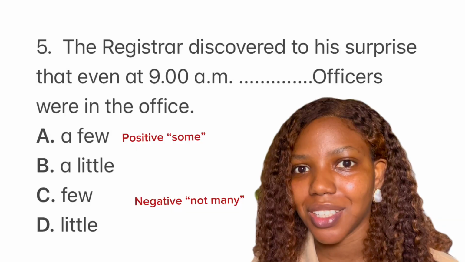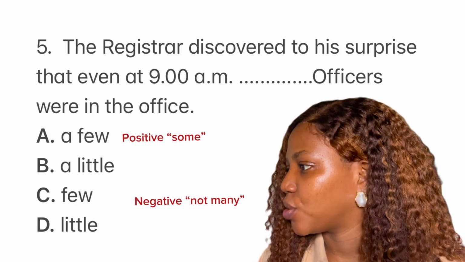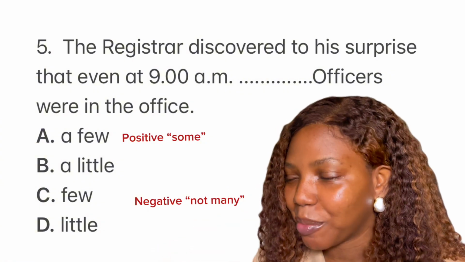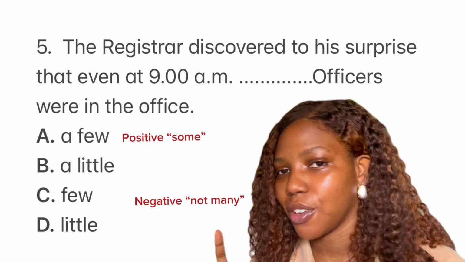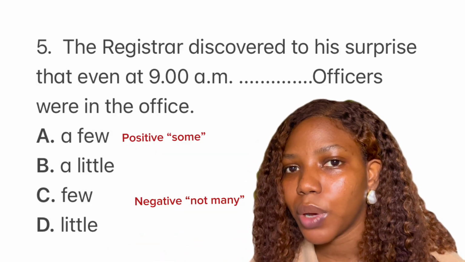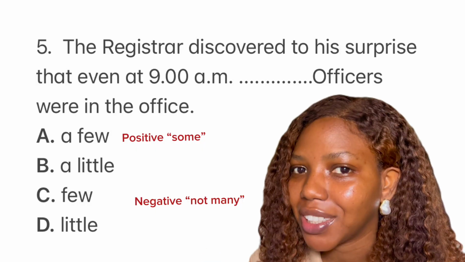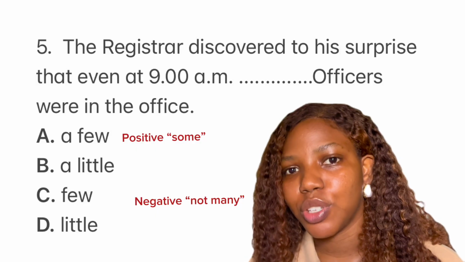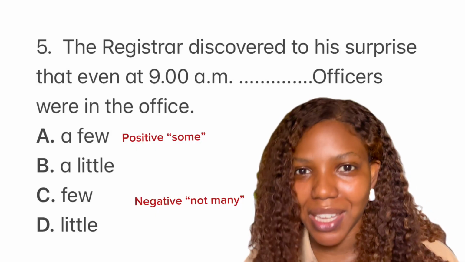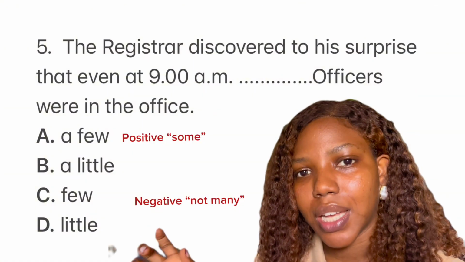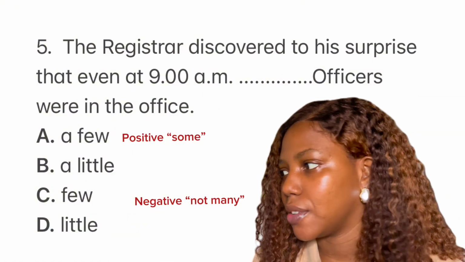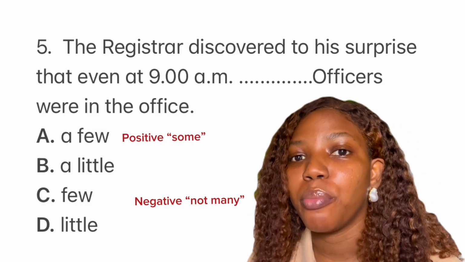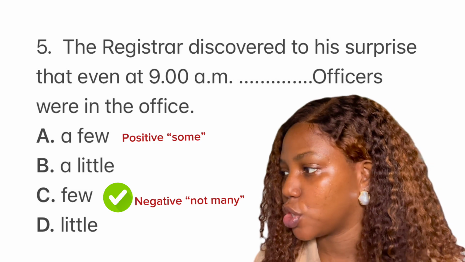Yeah, so this is where context comes in, right? The registrar discovered to his surprise that even at 9 a.m., dash officers were in the office. So this is negative. And how do we know this? Surprise, 9 a.m. We know in the context of an office setting, you should resume before 9, sometimes 8, right? Good. So these words are indicators that this sentence is negative. So in essence, it means the registrar discovered to his surprise that even at 9 a.m., not many officers were in the office. So the answer to this question is few.